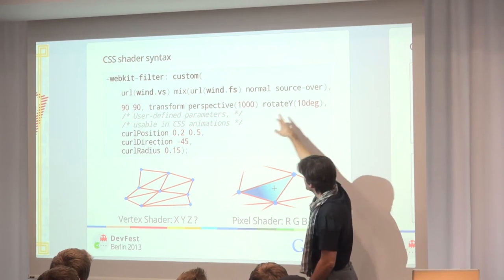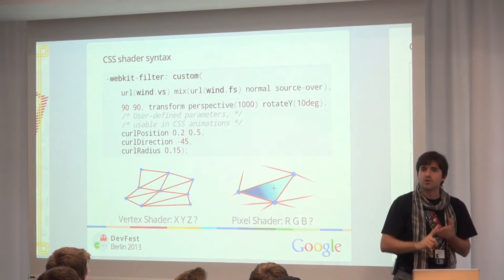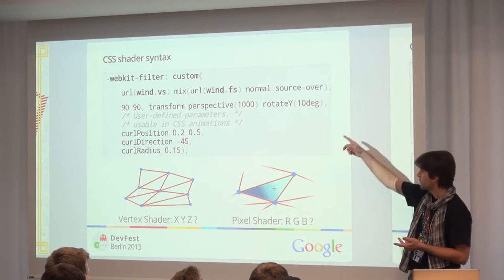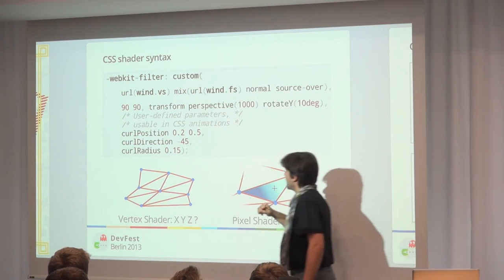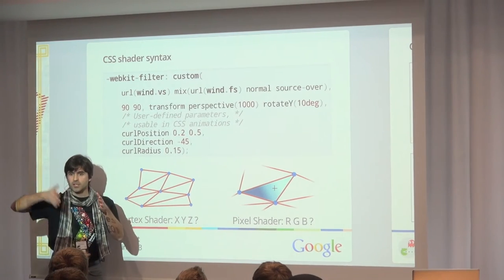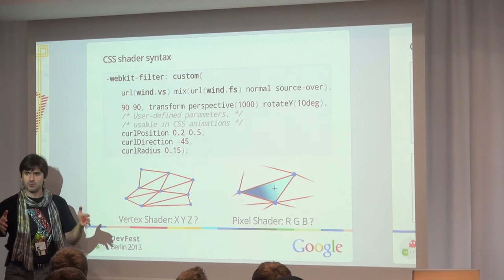Don't worry about the syntax over there, the normal source over. Those are blending and composition mode. They don't seem to be working right now, so the default is normal and source over, and that's the only thing that works. Then, that's the partitioning in tiles. You define how many tiles you want.